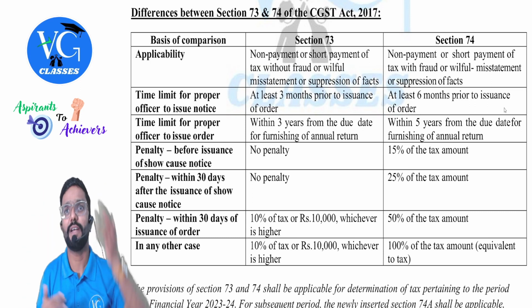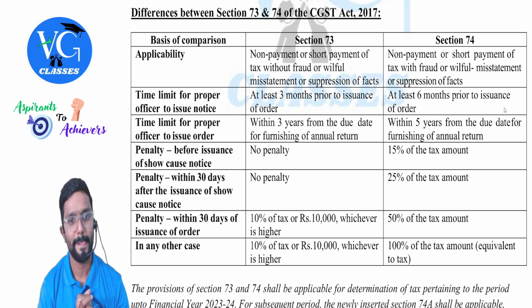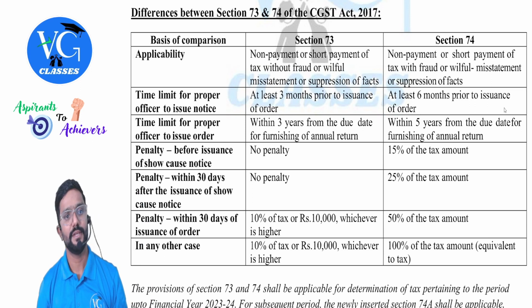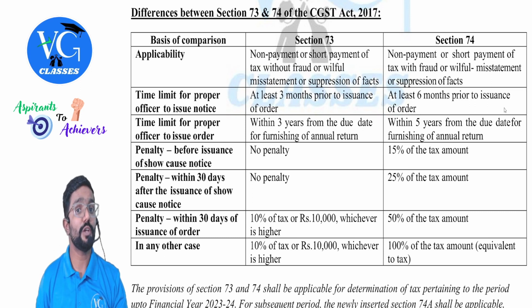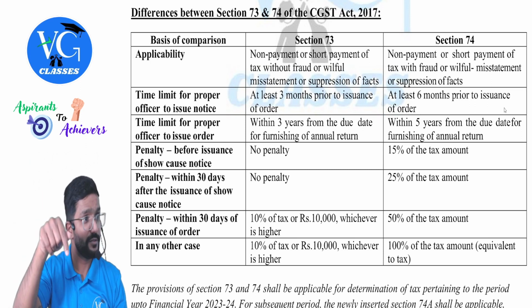Nothing to explain here. Whatever I already covered, I have just given it in the form of a table. That's all. Difference between section 73 and 74 of CGST Act 2017. Applicability. 73: non-payment or short payment of tax without fraud or willful misstatement or suppression of fact. Guys, non-payment or short payment, even excess ITC claim, even excess refund claim also is there.